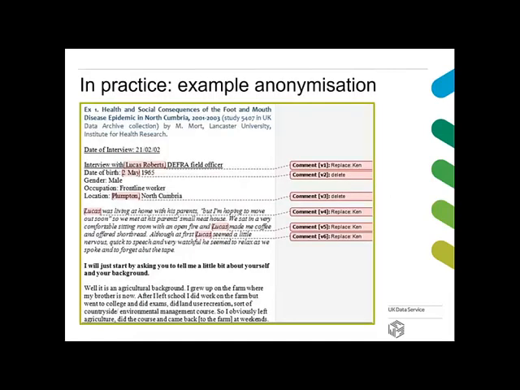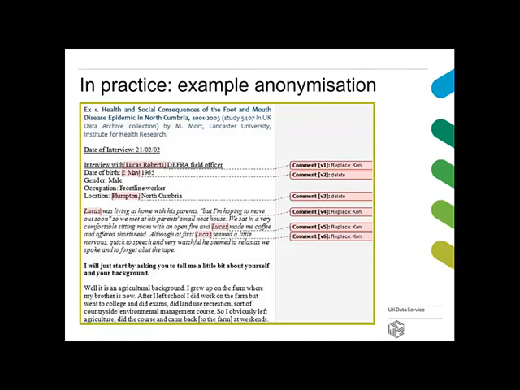So let's have a look at a practice example of anonymisation here. This is based on an interview transcript. As you can see on the left here, we've got an interview with Lucas Roberts. So this is the person's name, which could be replaced with Ken. This removes the surname and provides a pseudonym.